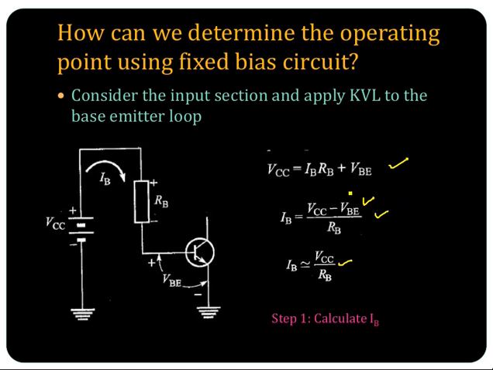Suppose you have a circuit with a germanium transistor, you have to substitute 0.3 volt here. Suppose you have a silicon transistor, you have to substitute 0.7 volt here. It won't make a significant change in the value of IB, so you can easily use this approximation. All right, now this is step 1: calculate the value of IB. So we are going to fix the operating point. The first step in that is to calculate the value of IB.